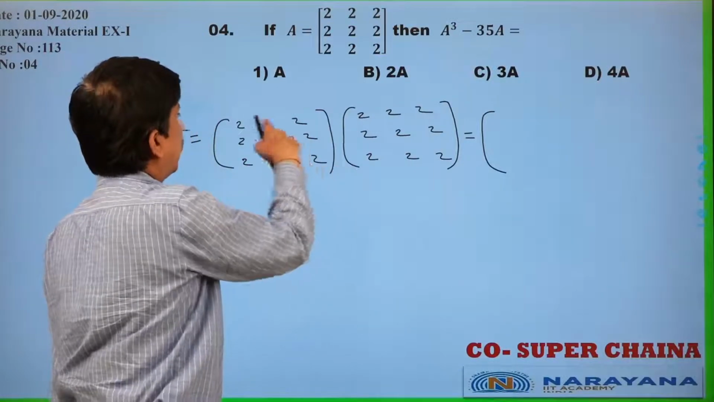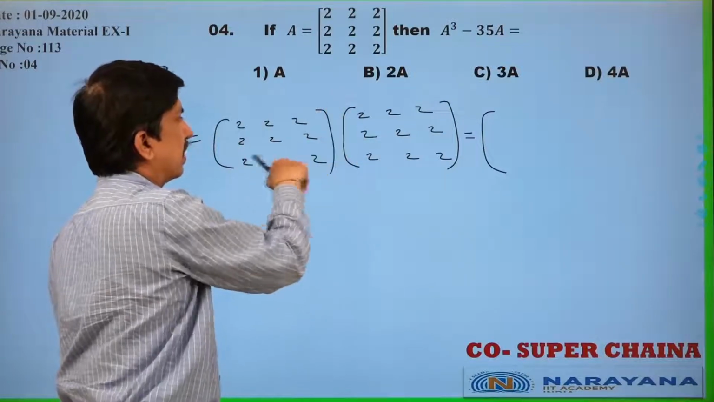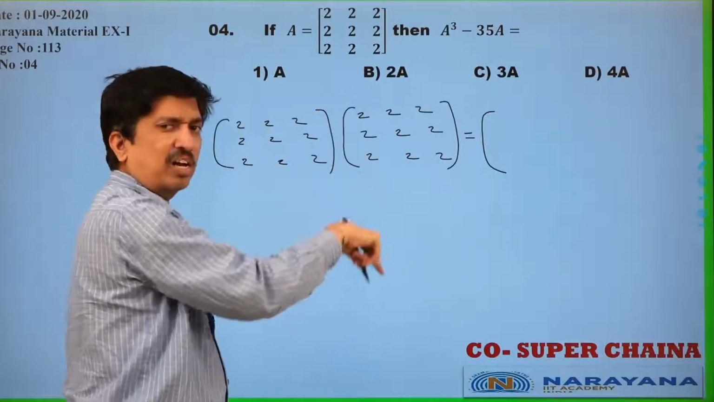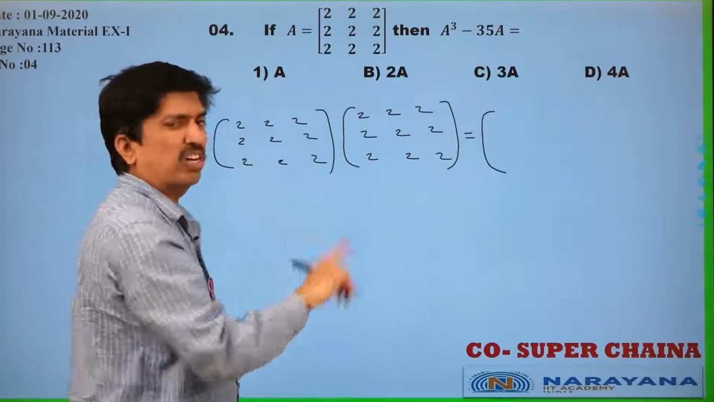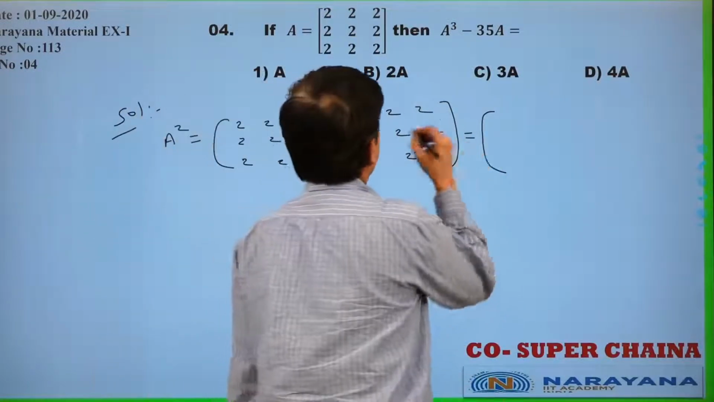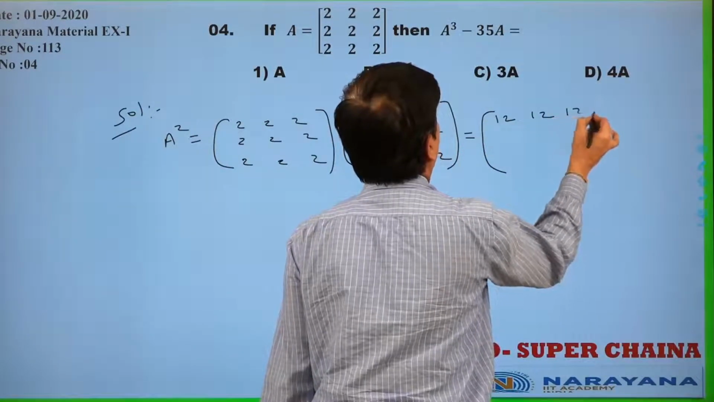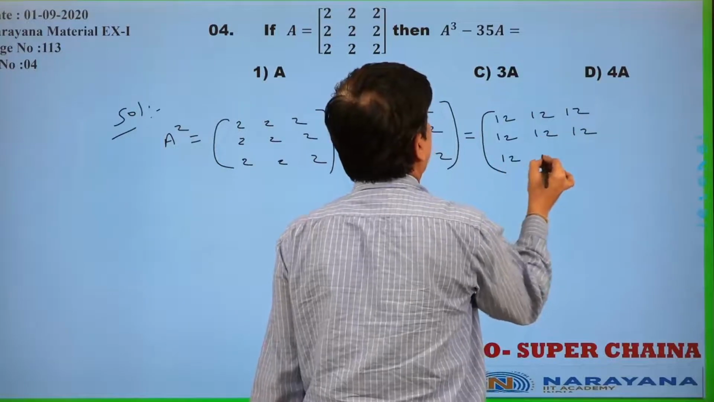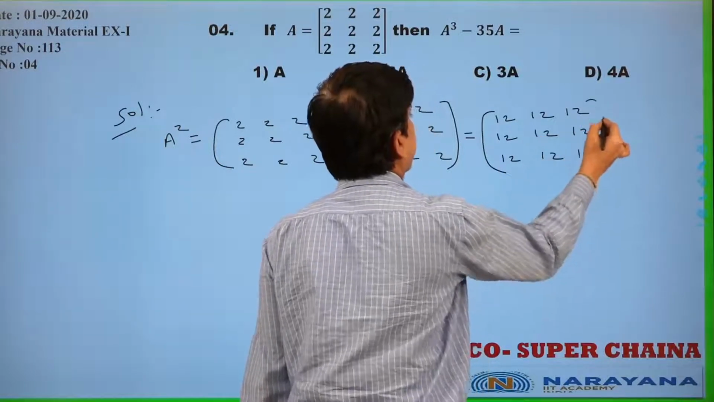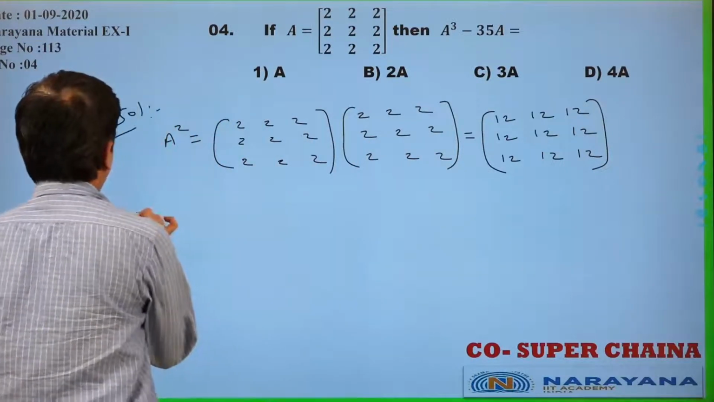First row first column, first row second column, first row third column, second row first column, second row second column, second row third column, third row first column, third row second column, third row third column. Now everything will become 12. This is A square. Now I will go for A cube.